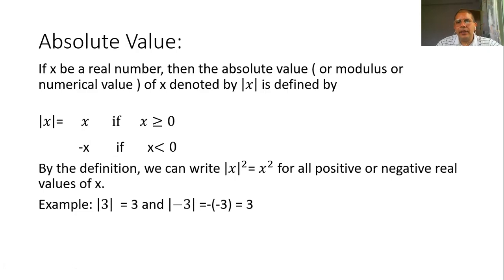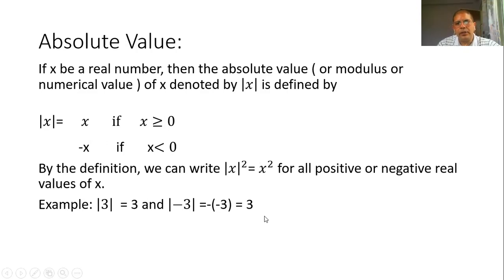Then by the definition we can write that |x| square is x square, both are the same result. In the case of x square you can write |x| square also, for all positive or negative real values of x. Now, an example: |3| is equal to 3, and |-3| is equal to minus of minus 3, which is plus 3, so anyhow it is in positive terms. This is an example of the absolute value sign.